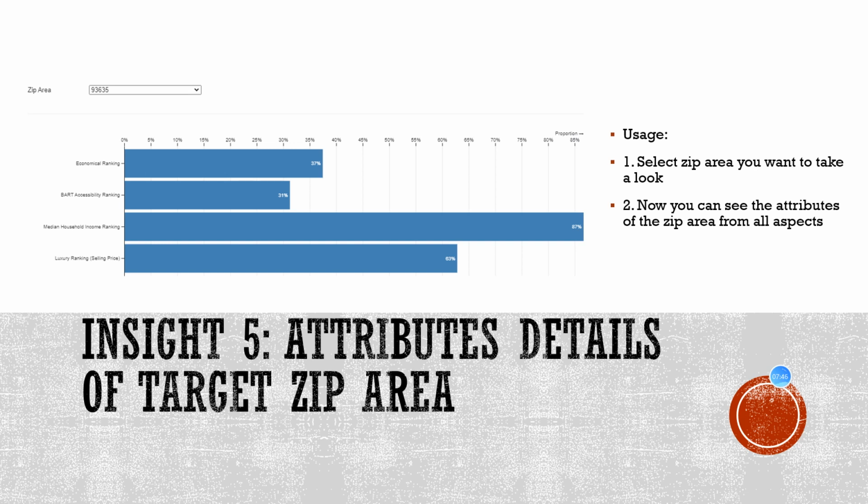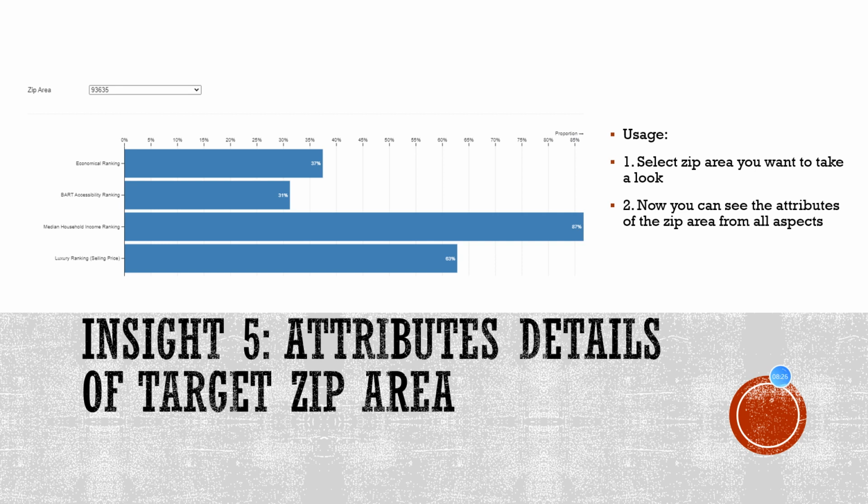And the last one, insight 5, attribute details of the target zip area. This visualization is for looking into the details of a specific zip area. After using the previous 4 visualizations, you might have several zip area numbers that you are interested in. With this visualization, you can take a look at the details of your target zip area.